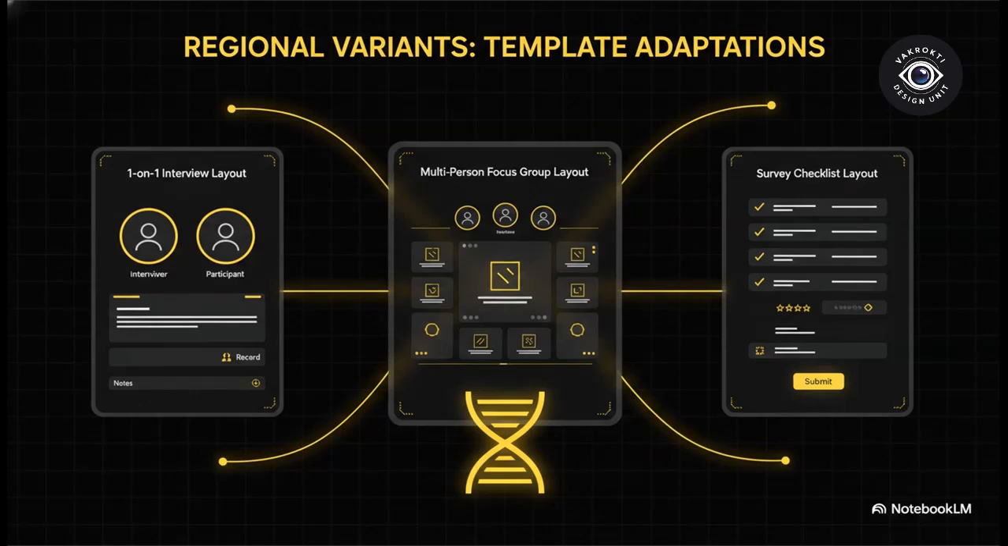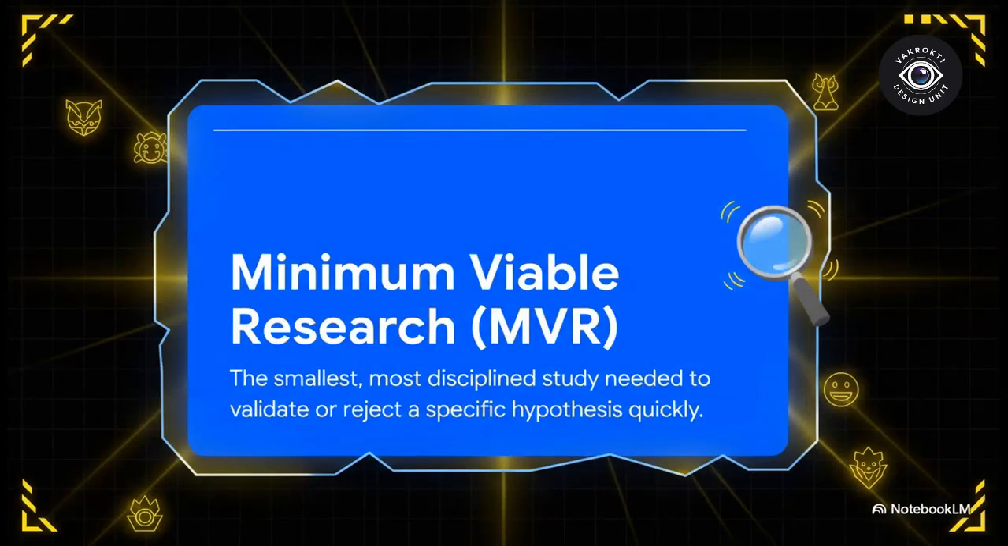But then you've also got a slightly more complex variant for, say, a focus group. They might look a little different, they might serve different needs, but they are built from the exact same core DNA. This is what stops your researchers from reinventing the wheel every time and making those small, costly mistakes. And having a great templated system like this unlocks a really powerful concept, minimum viable research, or MVR.